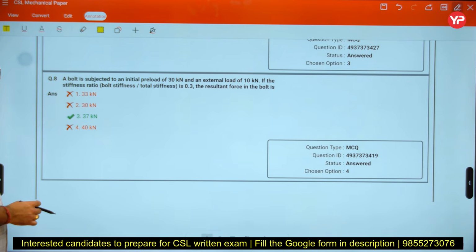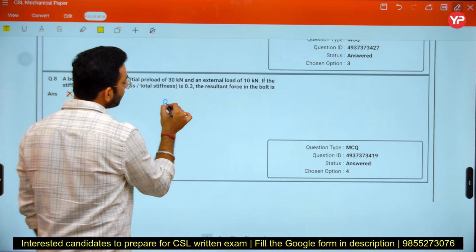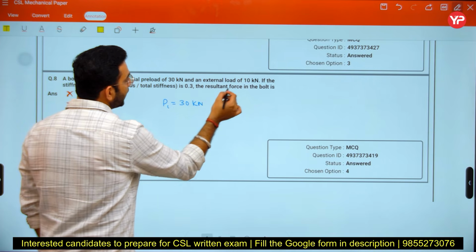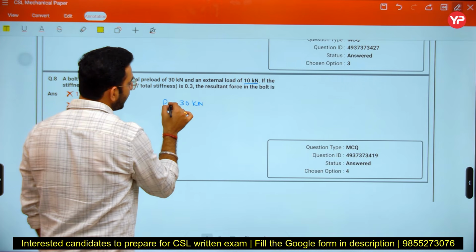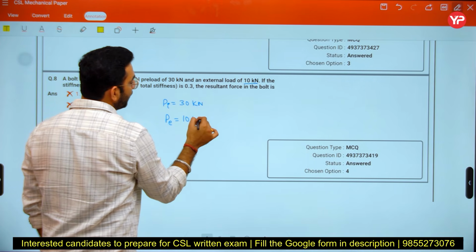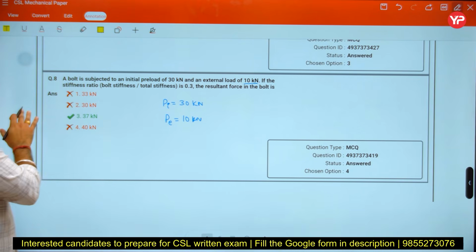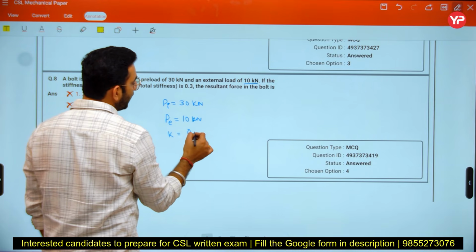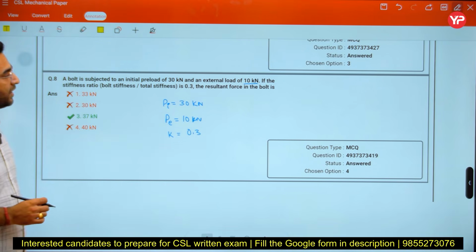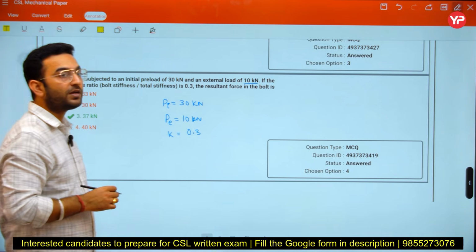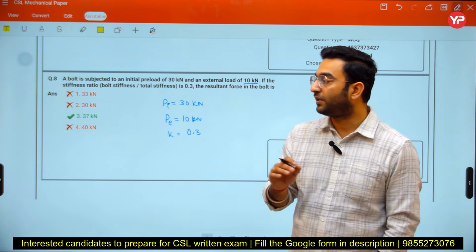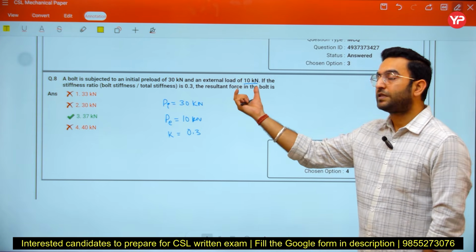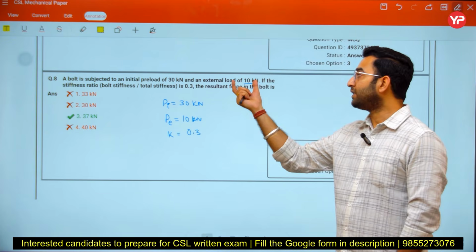Next part, a bolt is subjected to an initial preload of 30 kilonewton with an external load of 10 kilonewton. So here the external load of 10 kilonewton is acting over the bolt, and correspondingly the stiffness ratio or the stiffness factor is given to us. The stiffness ratio value is given to us as 0.3. Now in this case, we have to calculate what will be the resultant force in the bolt. Whenever you are tightening the bolt here, there is some initial preload provided, due to which the resultant force which is acting over the bolt is much more than the external force which is acting over the bolt here.